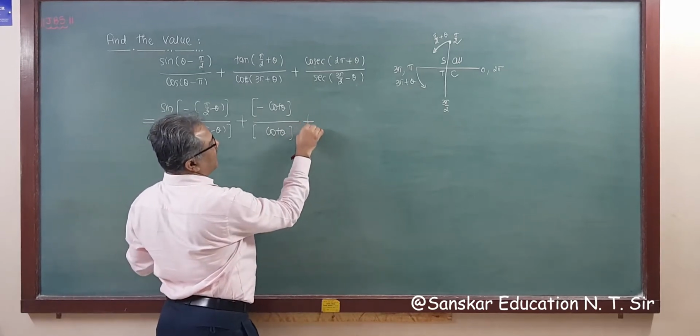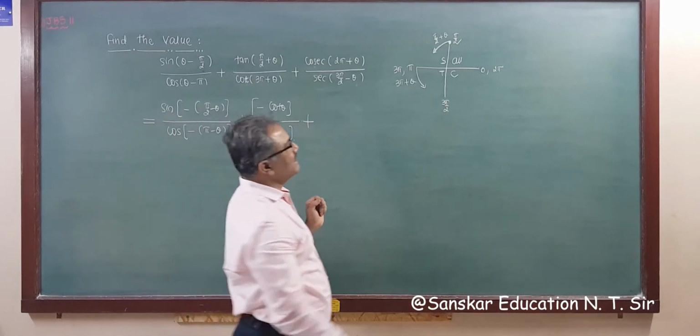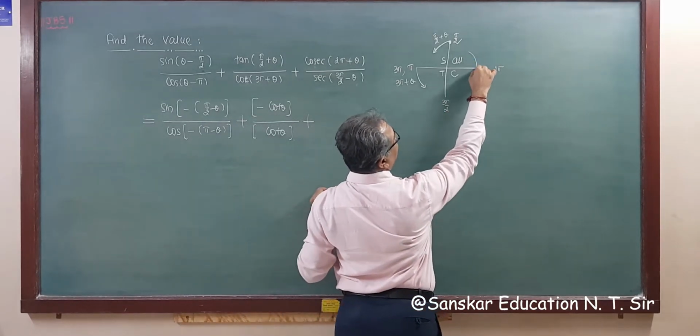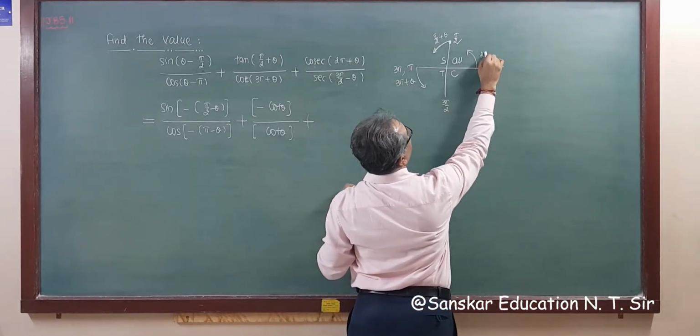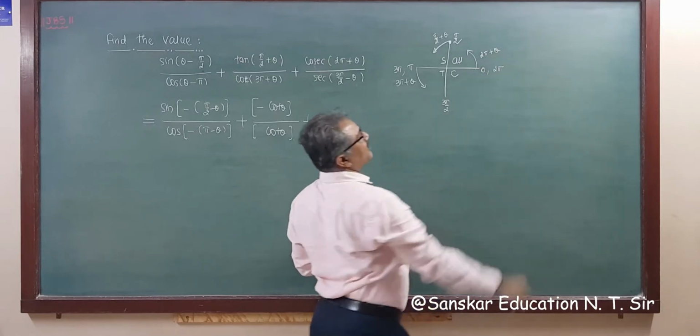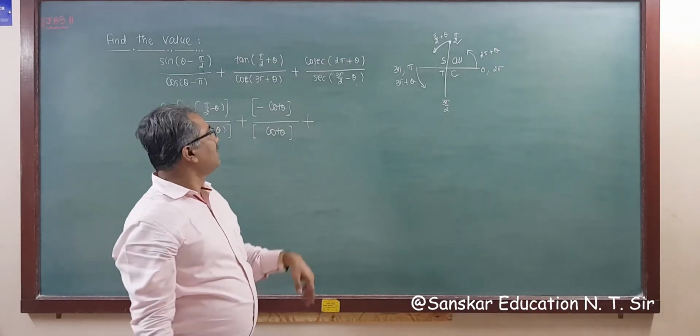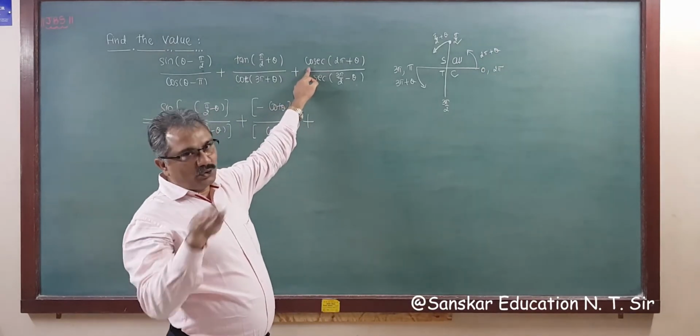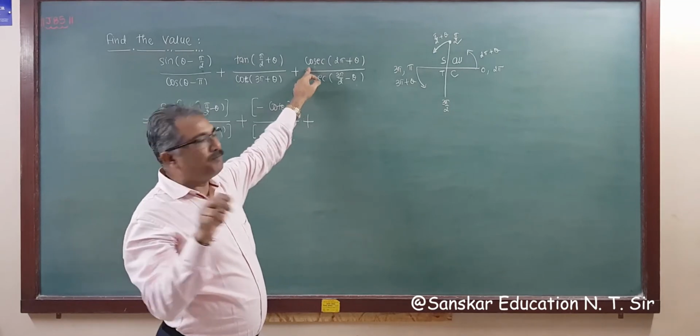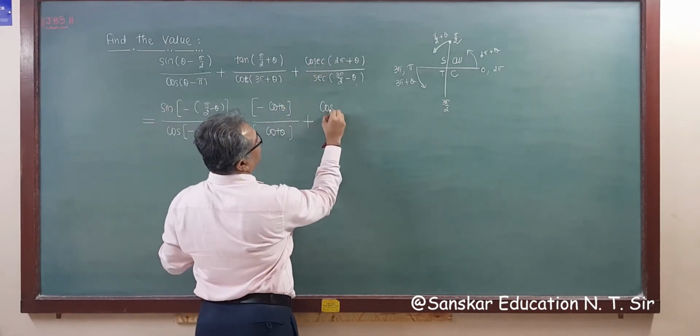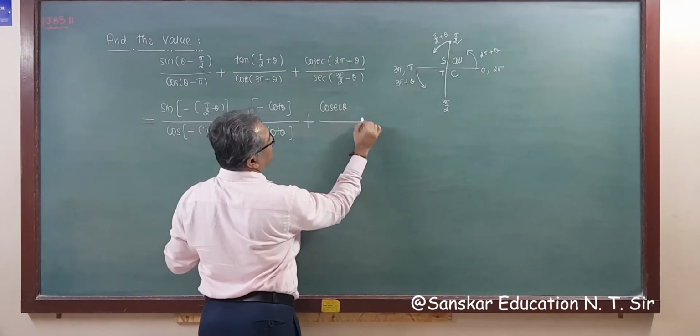Plus cosec 2 pi plus theta. This is 2 pi, plus means first quadrant. In the first quadrant, all are positive, so cosec is positive. Change or no change? It is a multiple of pi, so no change. So the answer will be cosec theta.